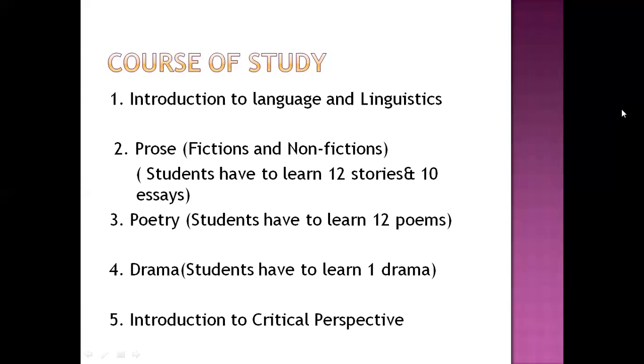And then the next topic is introduction to critical perspective. To study the literature, various types of perspectives are there. There is a gender perspective, class perspective, the perspective of the margin, postmodern perspective, reader's perspective, ecological reading, and the character perspective. Students have to learn different types of critical perspective under this unit. That is in part C, topic number 5. That is the course of study of this optional English that belongs to grade 12.